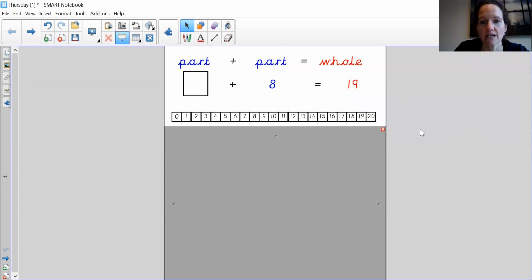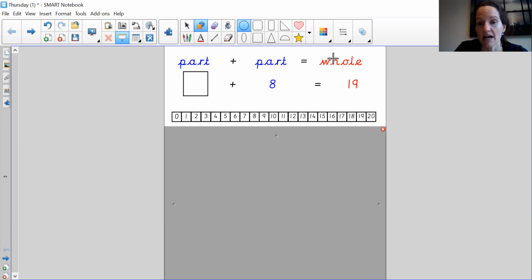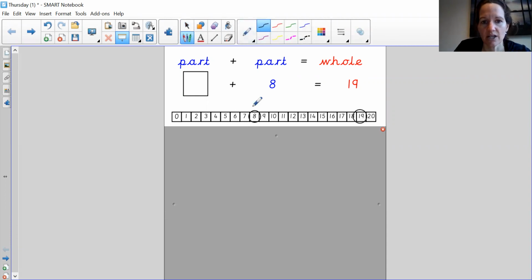Okay, so let's do it. Last week, we were looking at counting on. My 19 is my whole, so I'm going to circle 19. And what do I have? I know I have 8, so 8 is my part. Now I need to find the other part that I add to 8 to get to 19. So here I go, I'm going to count on. I'm going to stop when I get to 19.